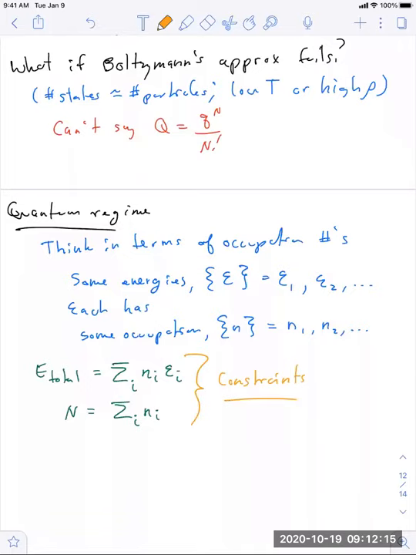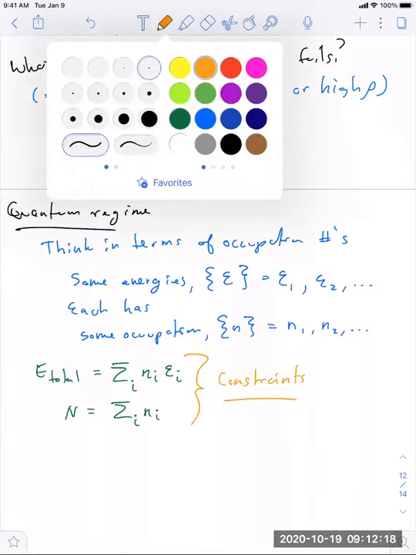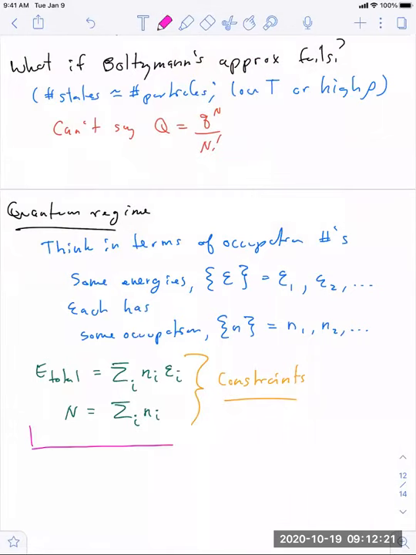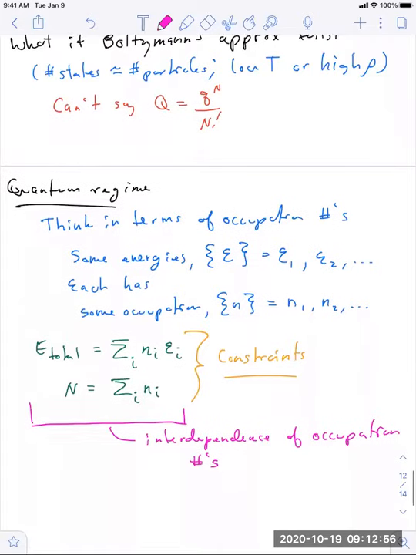And what these constraints basically do is impose an interdependence among the occupation numbers. The way to think about that is, let's say I have 5 particles and I know all 5 particles are in state 1, then by definition I have 0 particles in state 2 and 0 particles in state 3 and so forth. And so by defining the occupation number of some state, I'm also implying the occupation number of other states. And so that creates this interdependence created by these constraints.